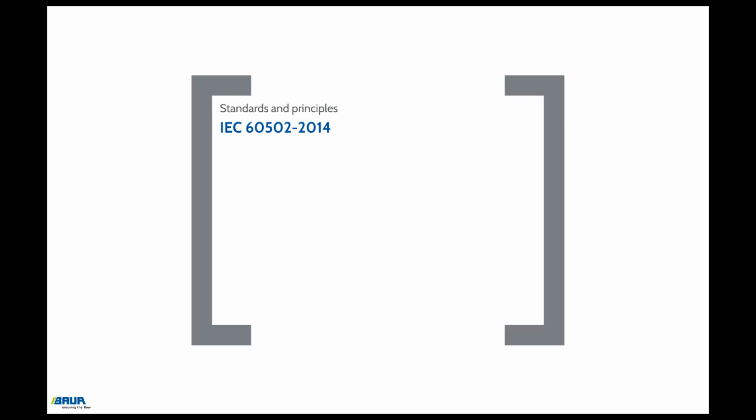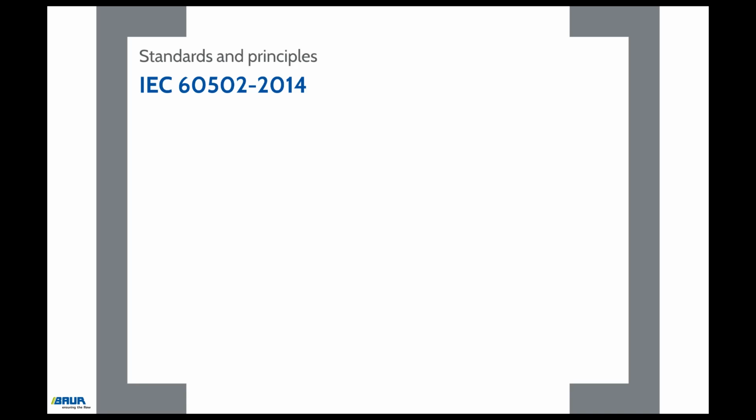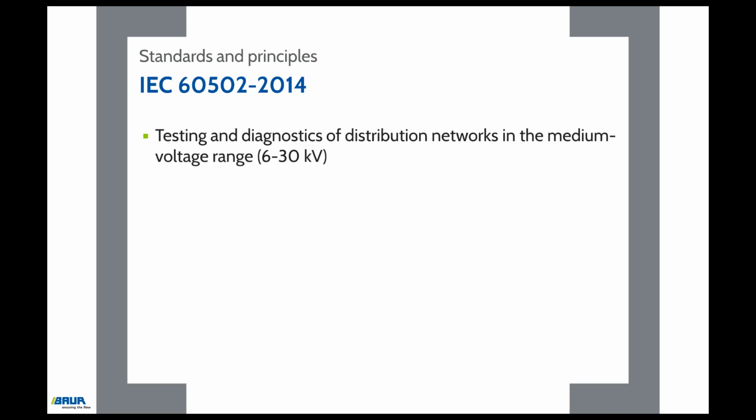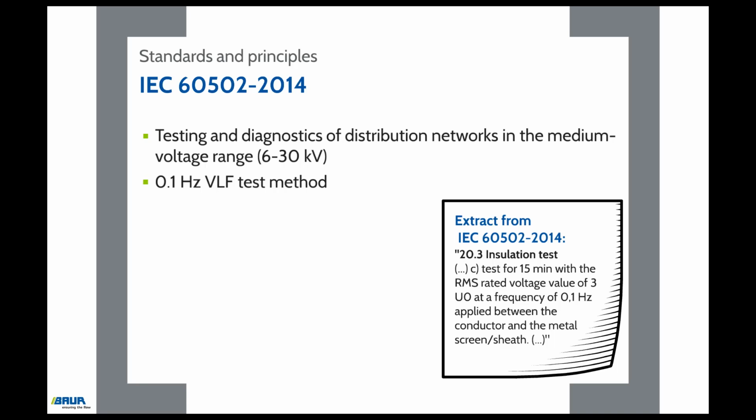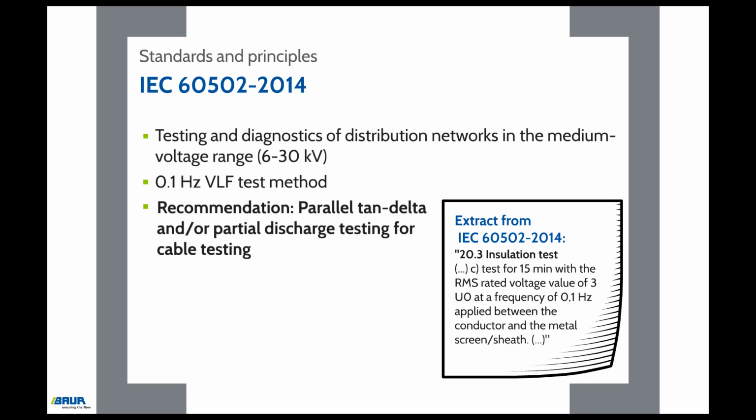IEC 60502-2014 covers, among other things, testing and diagnostics for distribution networks in the medium voltage range from 6 to 30 kV. An update to the standard led to the inclusion of the 0.1 Hz sinusoidal VLF test method and the recommendation of tan delta and/or partial discharge testing to accompany cable testing. The simple DC test for plastic cables was removed from the standard.